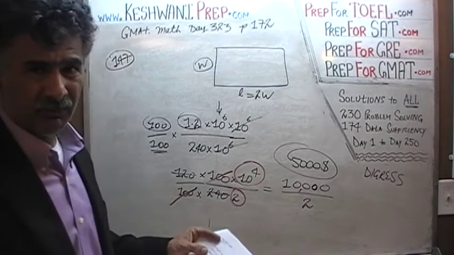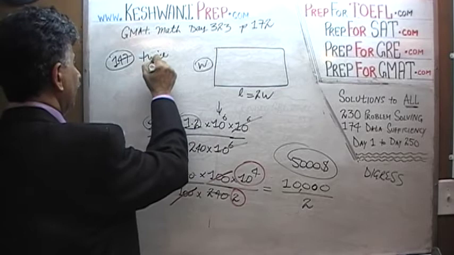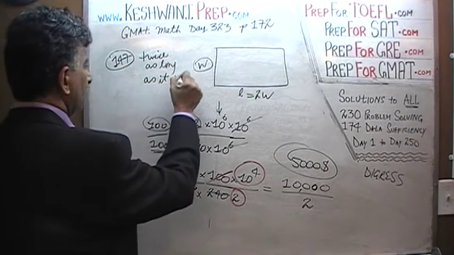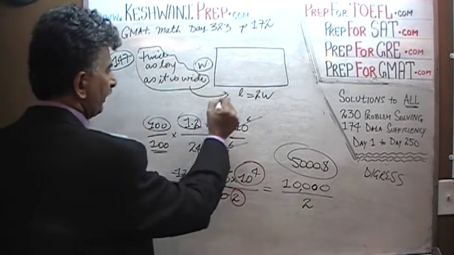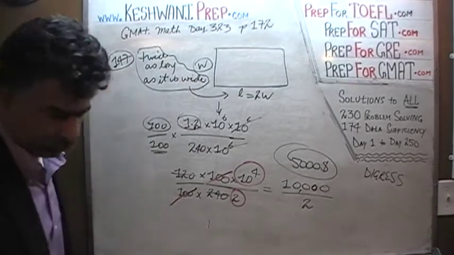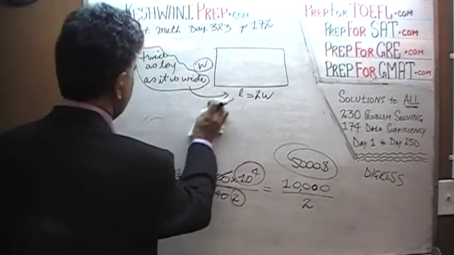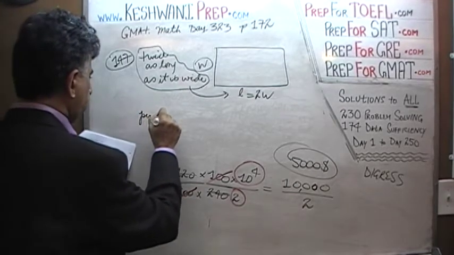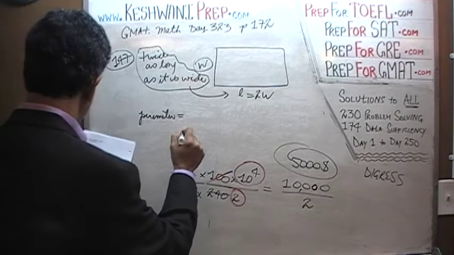Twice as long as it is wide is this equation right here. We are also told that the perimeter is 10 feet. We need the room here, so let's erase all of this. We already have everything. The perimeter, we are told, is 10 feet.